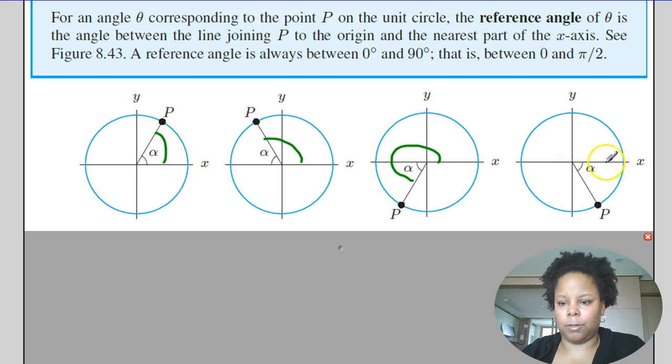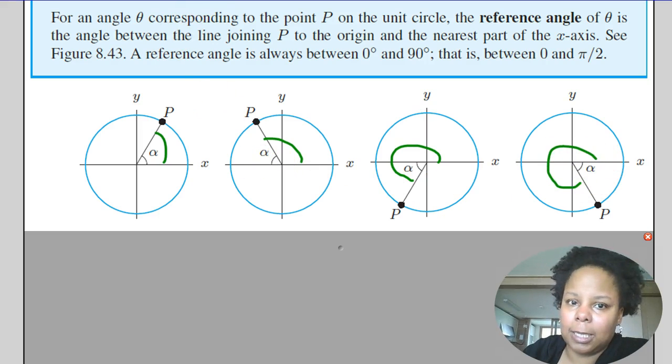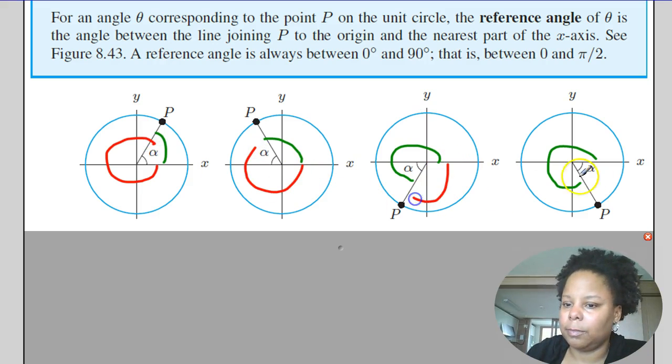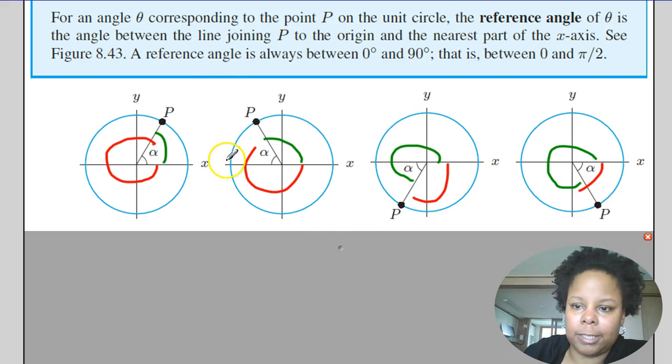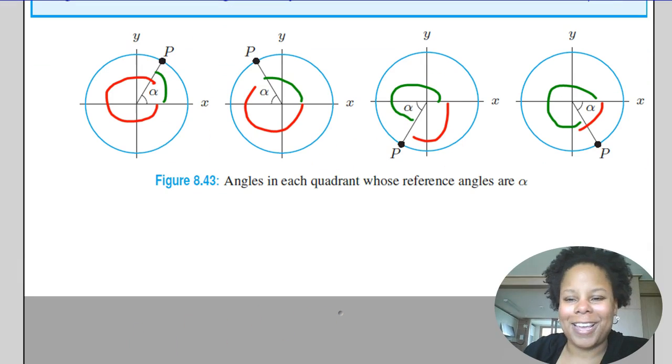Oops, I have to do that wrong. 360. And that's if I'm going in the positive direction. If I'm going in the negative direction, this is some value between negative 270 and negative 360, and vice versa. Okay? So I just wanted to let you know about those reference angles as well. Okay, that's it.